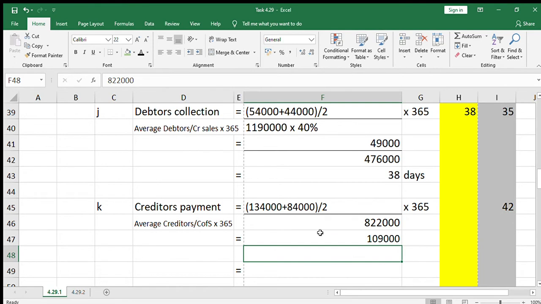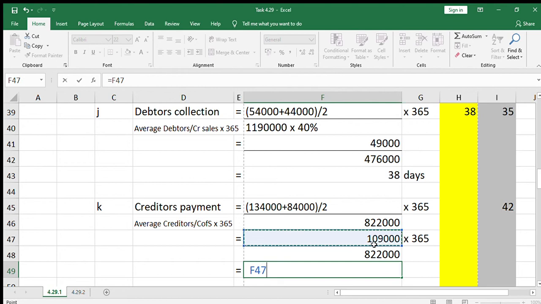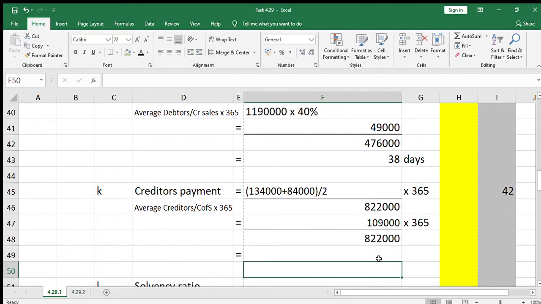So we get 109,000 divided by 822,000 and we're going to multiply by 365. Okay, and that will give us an answer of, let's just see what this is. Okay, so 48 days.